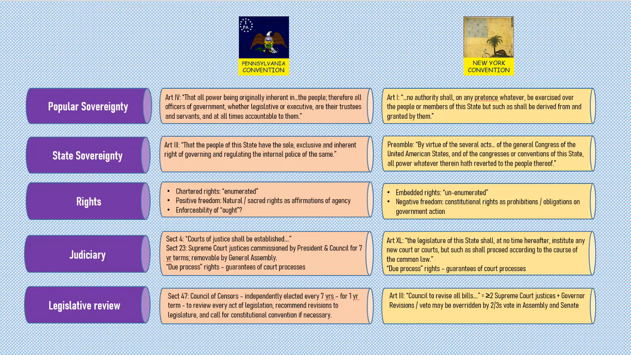The Pennsylvania Constitution in Section 4 refers to courts of justice that shall be established. And similarly in Article 40, the New York Constitution refers to the legislature of this state shall at no time hereafter institute any new courts. So there is a notion that courts are created by some higher power. That is, they can't be autonomous sources of sovereignty themselves, but have to be derivative of a higher form of power.